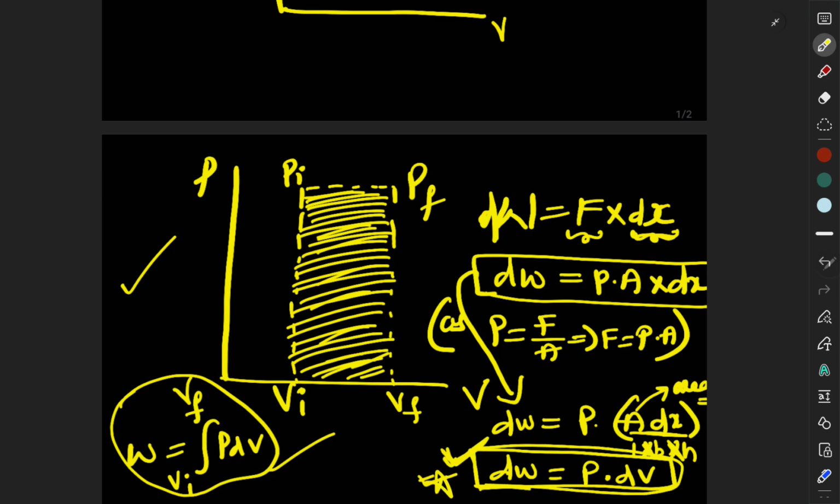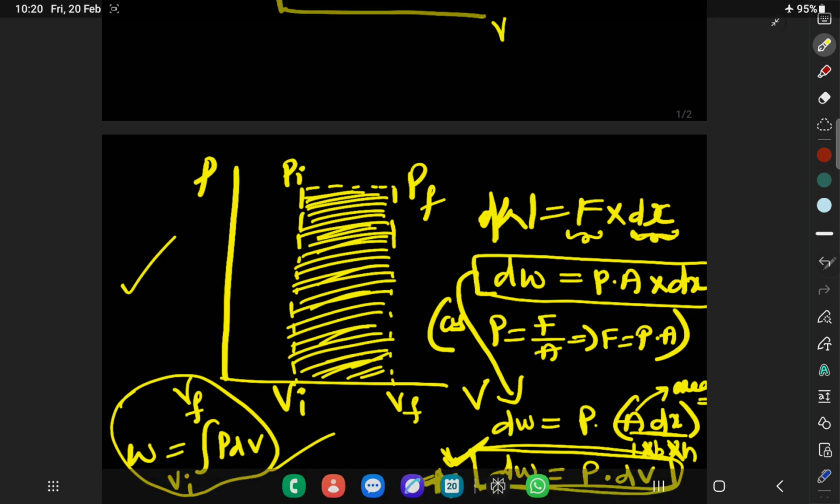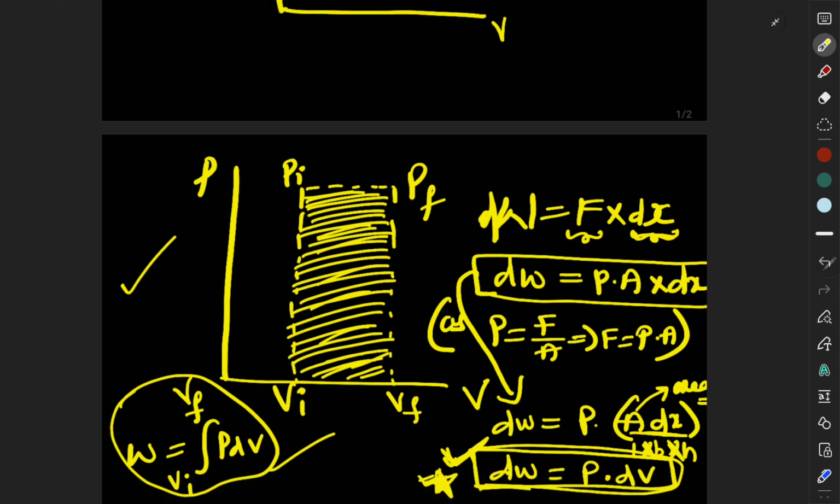This is a very important formula or expression. You have to remember this, dW is equal to P dV.